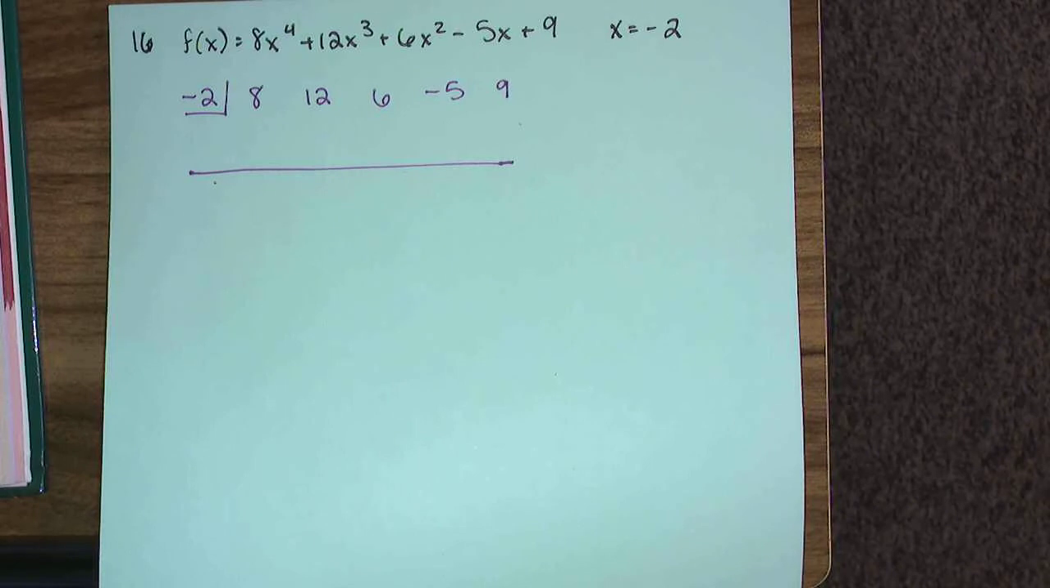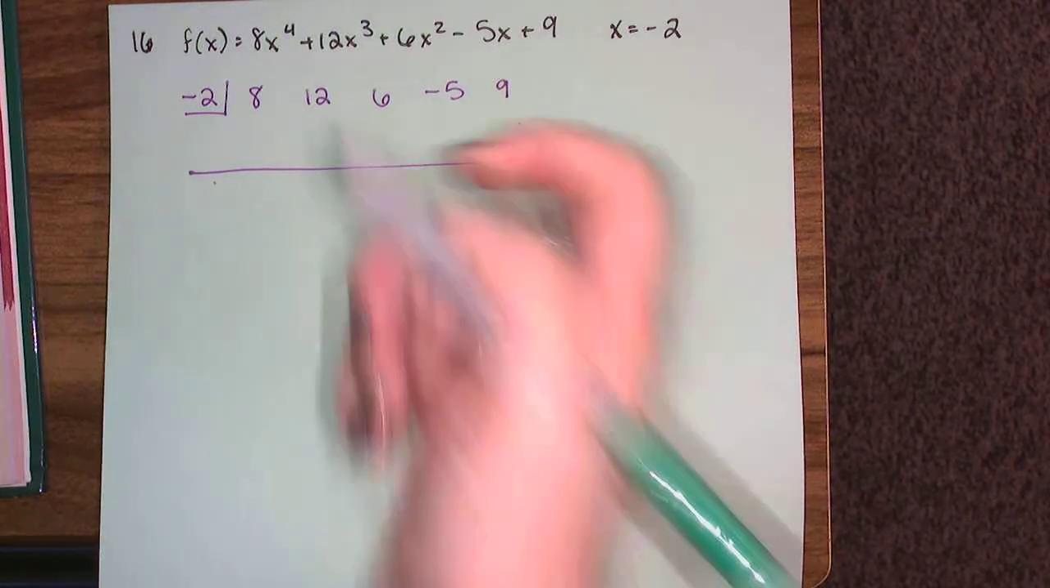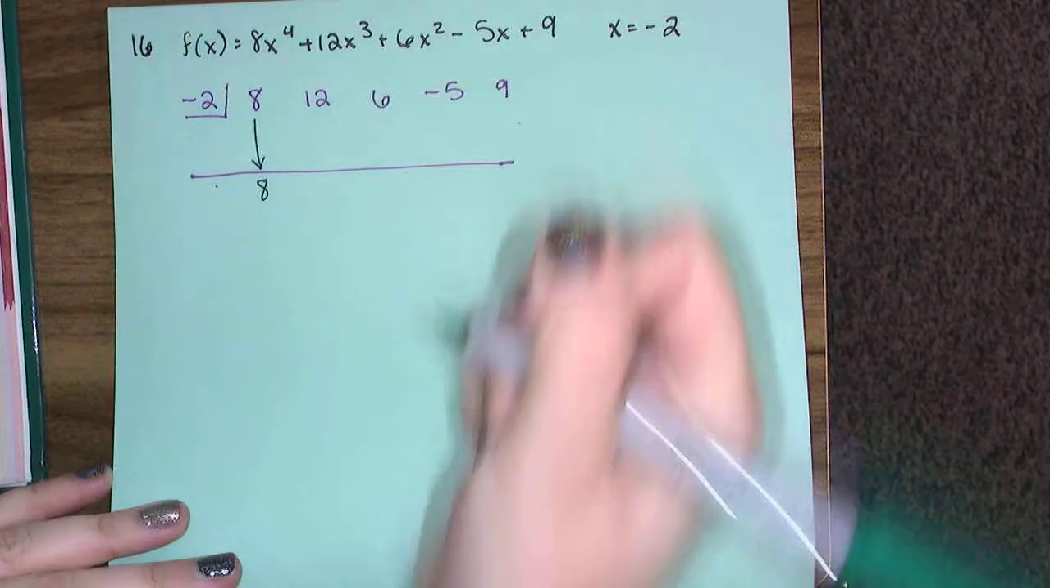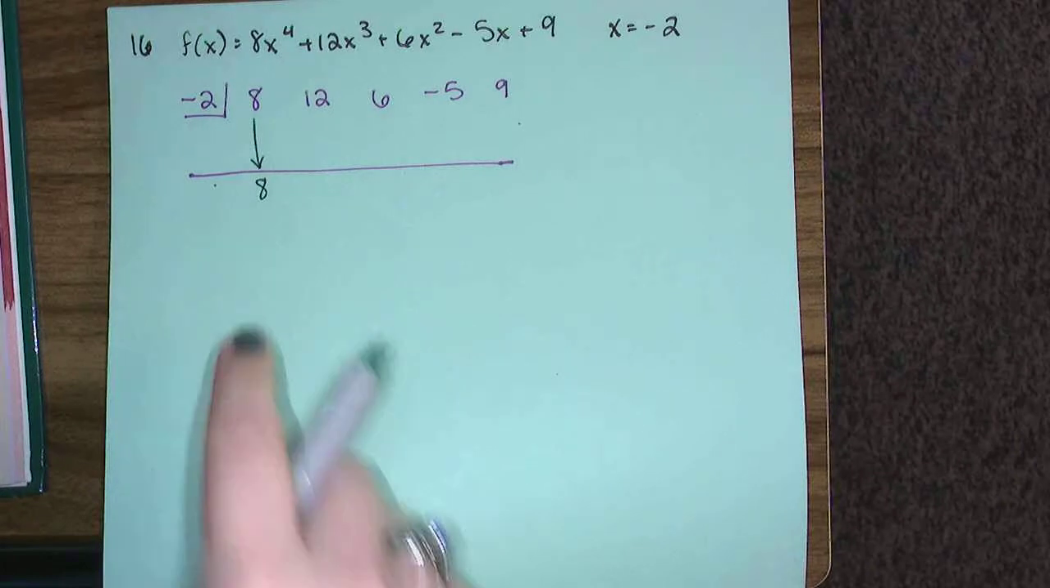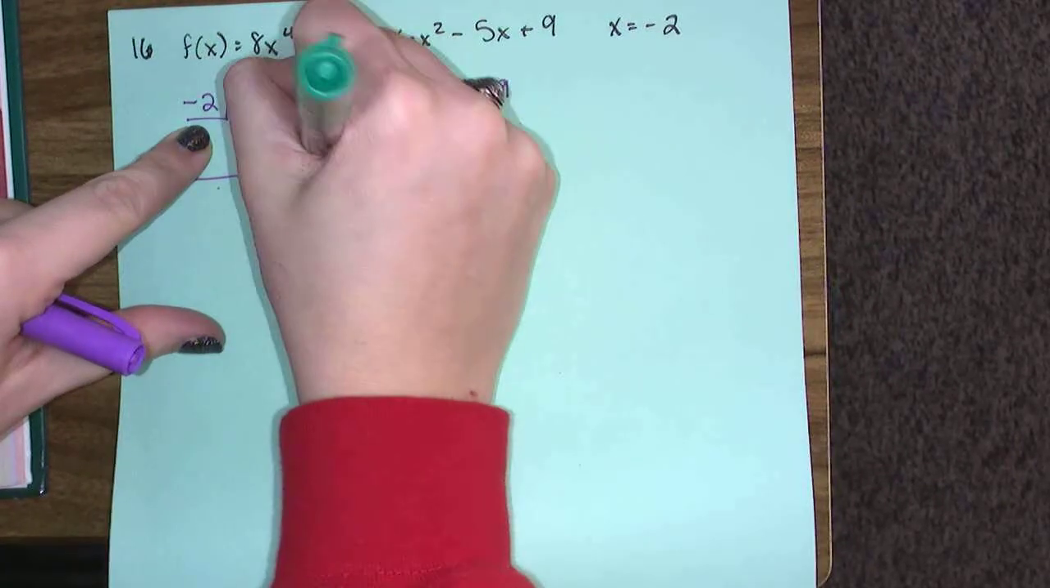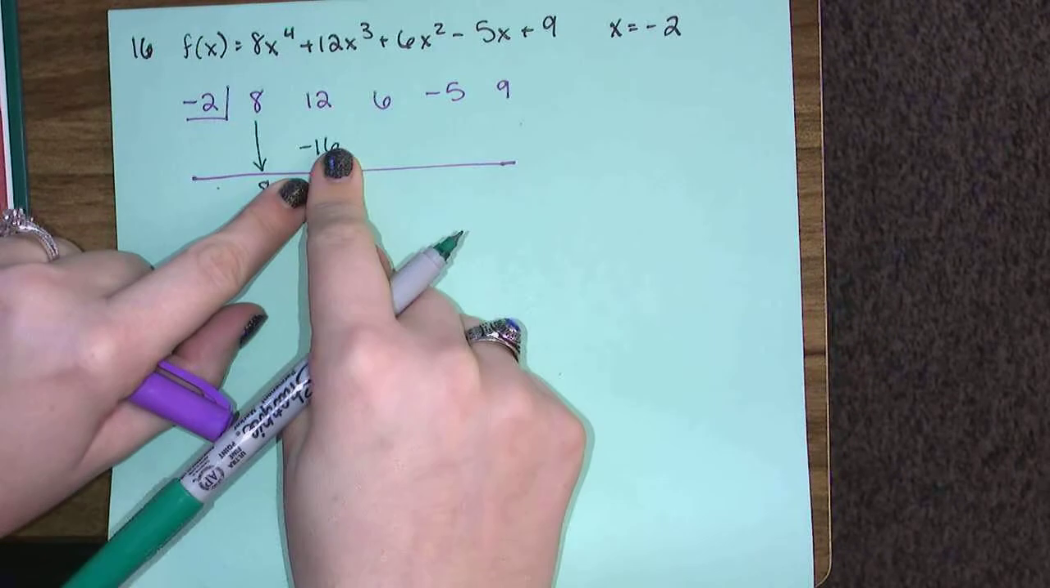Well, it already is in descending order. But yes, you do need to do it in descending order. So if it's not, then you need to set it up that way. Alright, so the first thing I need to do is bring down the 8. It's my first number, so it's just coming straight down. Then I'm going 8 times negative 2 to get negative 16, and that's going underneath the 12.